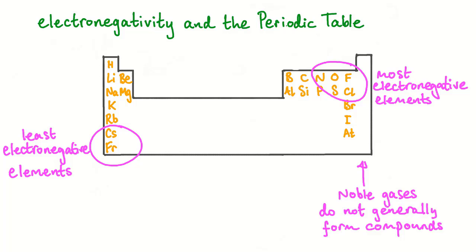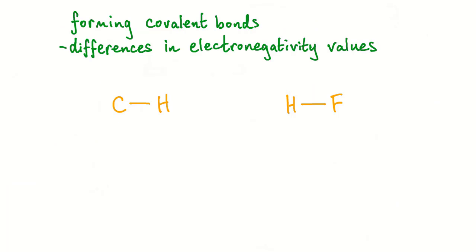It is worth noting here that since noble gases do not generally form compounds, they are not assigned electronegativity values. It's not really too important to learn electronegativity values for each element. We can use them, however, to determine whether specified covalent bonds will exhibit perfect sharing or not. For this purpose, it's more important to look at differences in electronegativity values.